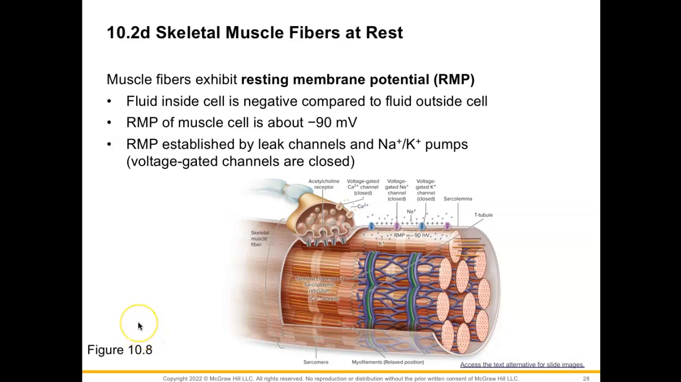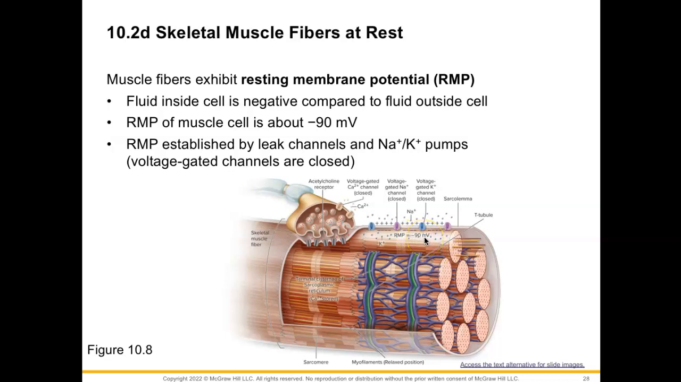about next. Our muscle fibers, when at rest, are going to exhibit a resting membrane potential. We've got fluid inside the cell, and this is going to be negative when compared to the fluid outside of the cell. So inside our muscle cell, we have a voltage of about negative 90 millivolts.